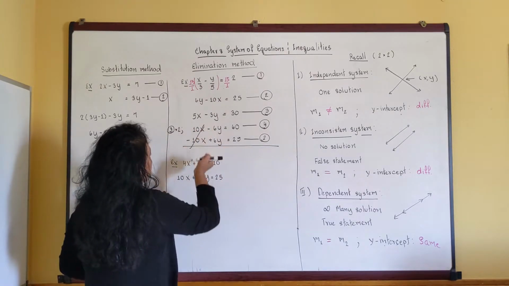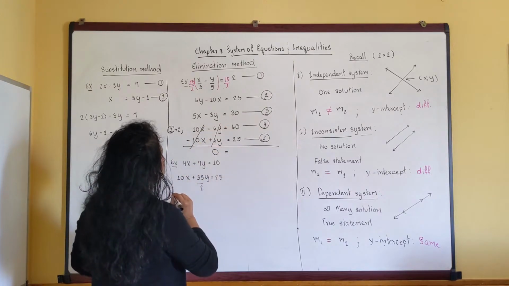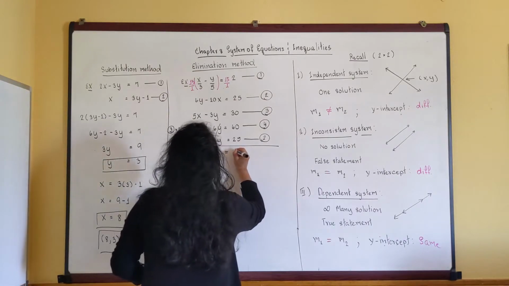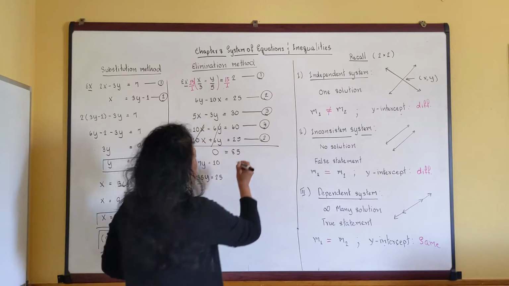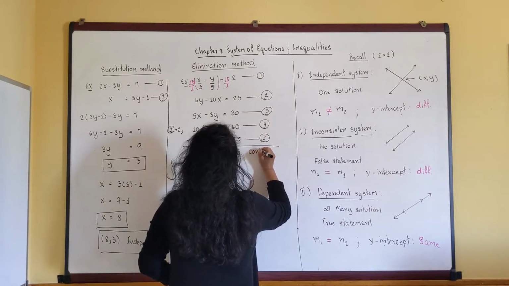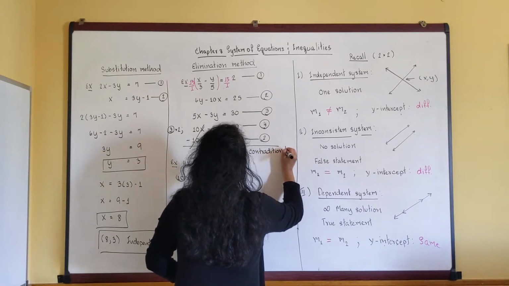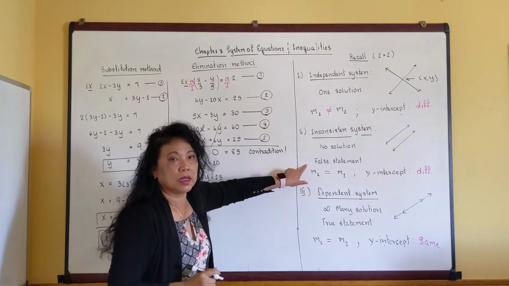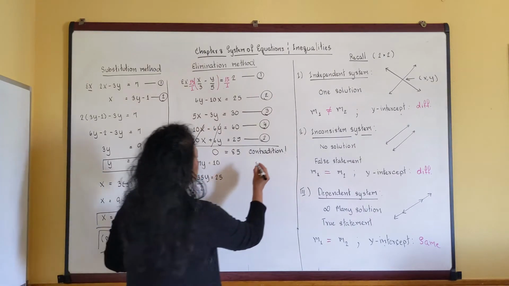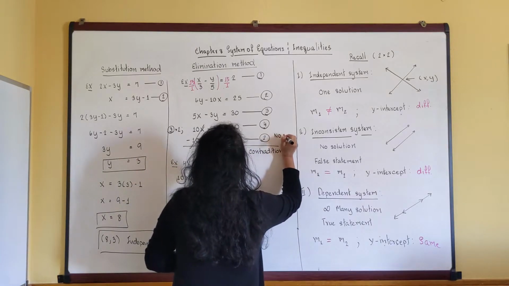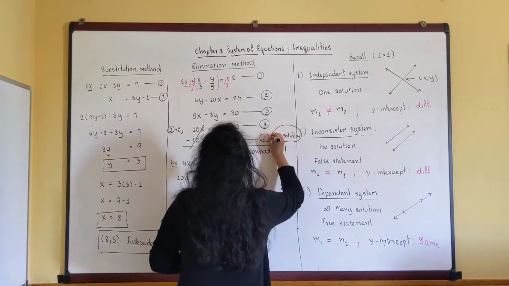So 10x cancel. So I have 0 is equal to 85. 0 doesn't equal 85. So that is a contradiction. It's a false statement. So it means these two lines are parallel. There is no solution. And it is an inconsistent system.